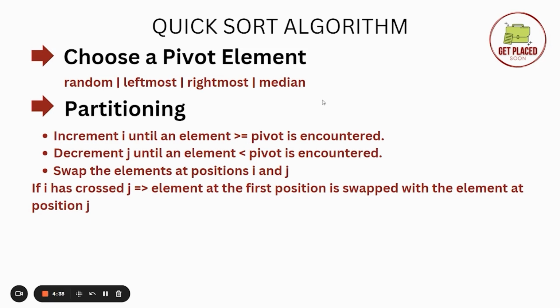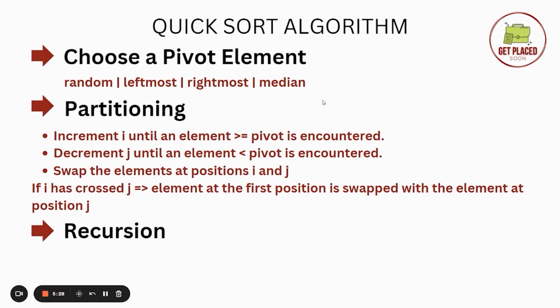Now, what if i has crossed j? If i has crossed j, meaning the jth index is less than the ith index, then the element at the first position is swapped with the element at position j, and that element will be considered as the pivot for the next iterations. Don't worry, this is just the algorithm. We'll be looking at an example very clearly, so just understand the steps. That is, if i has crossed j, meaning j's index is less than the ith index, then we swap the first position element with the element at j, and that element becomes the pivot for the next iterations. This step is known as partitioning.